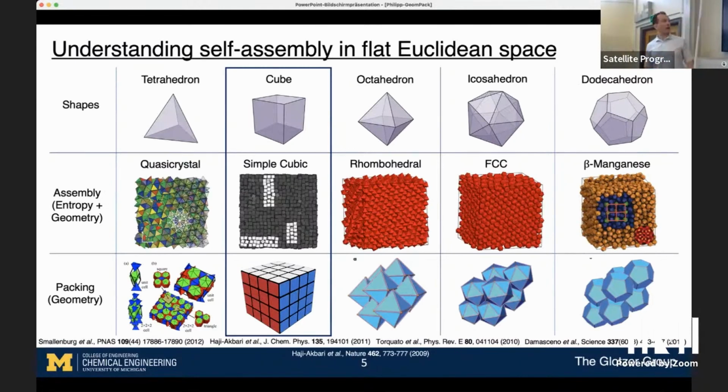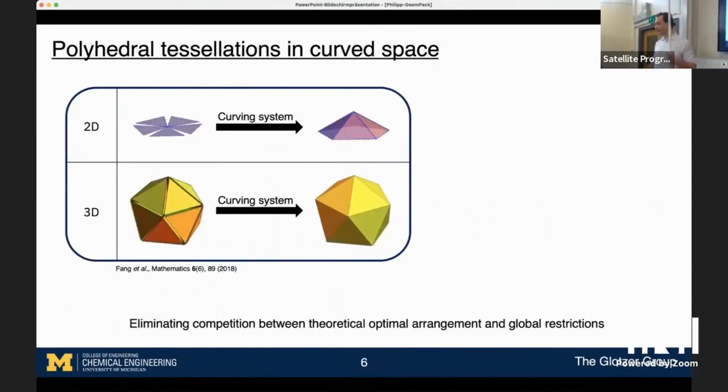But so can we use this and now try to bring the other shapes into a similar condition like for the cube? So basically, here comes the idea to introduce curvature of space into the system. So basically, what you want to do is you want to make these kind of shapes theoretically perfectly align with each other, such that they don't form any gaps.